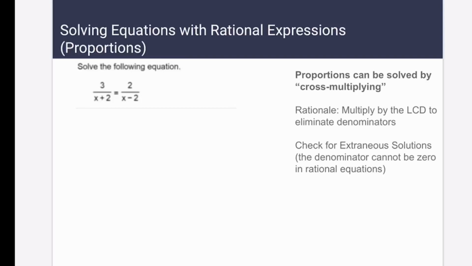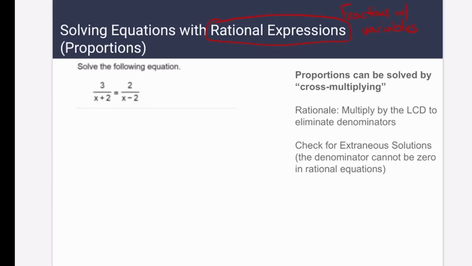All right, let's solve equations with rational expressions. So a rational expression is essentially a fraction with variables. That's the short and quick. So in this specific scenario, we have a proportion. We have one fraction equals another fraction.